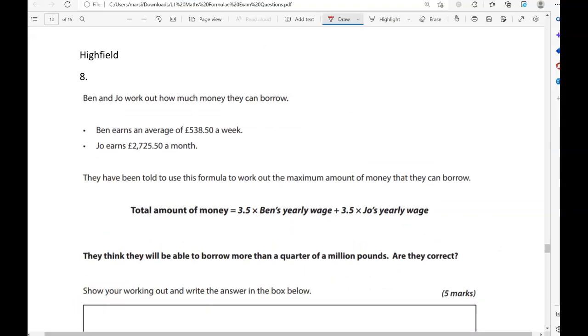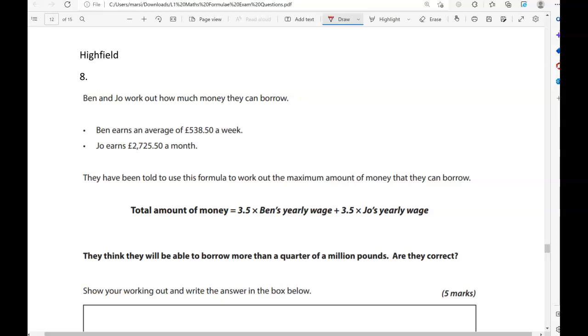Ben and Joe work out how much money they can borrow. Ben earns an average of £538.50 a week. Joe earns £2,725.50 a month. They have been told to use this formula to work out the maximum amount of money they can borrow. Total amount of money is equal to 3.5 times Ben's yearly wage plus 3.5 times Joe's yearly wage. They think they will be able to borrow more than £250,000. Are they correct? Show your working out and write the answer in the box below.